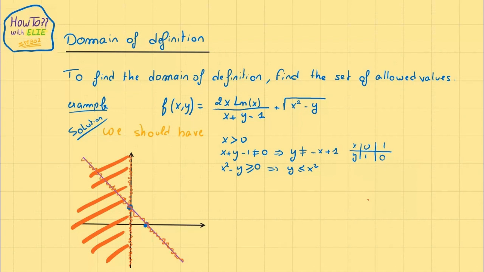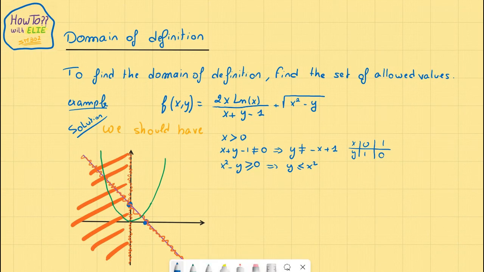Finally, we need to sketch the parabola y equals x2. But y should be less than or equal to x2. So we need to determine the region where y is less or equal than x2. We take 1 point. Let's say this point here. That's the point minus 1, 0. So if we put minus 1, 0 instead of x and y, we will have 0 less or equal than 1. So this is the good region. This is the region that satisfies the inequality. So the region inside the parabola is the region that we don't want. So we need to remove this region.